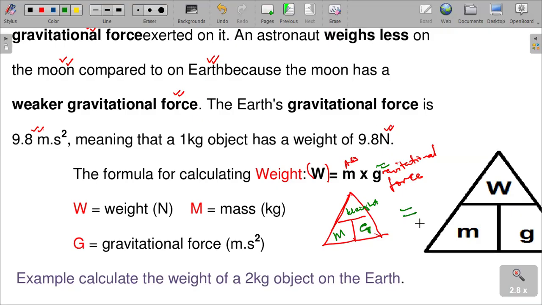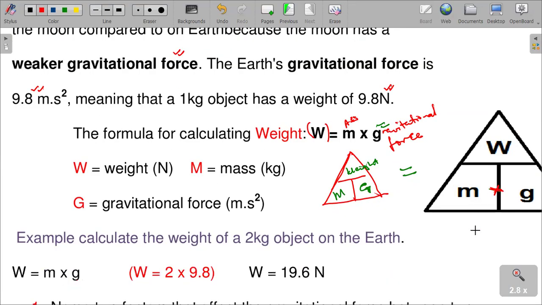So in other words, when we want to calculate weight, weight is calculated by multiplying m times g. M multiplied by g is equal to W, which is given there. So this formula can be used to calculate any of these three: weight, gravitational force, or mass.